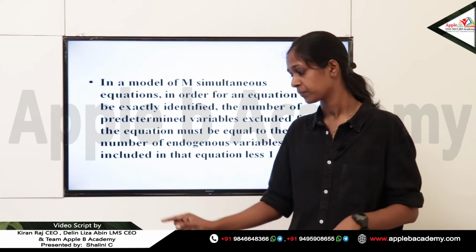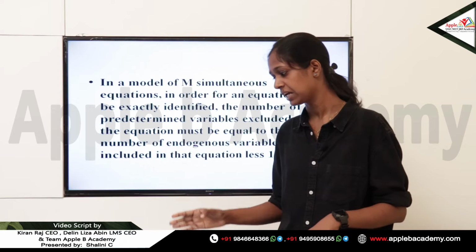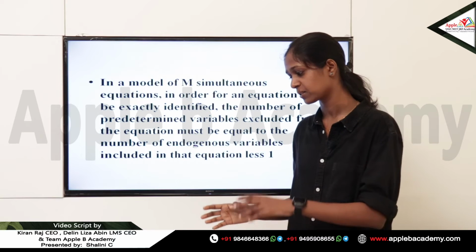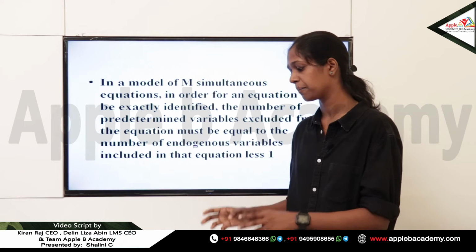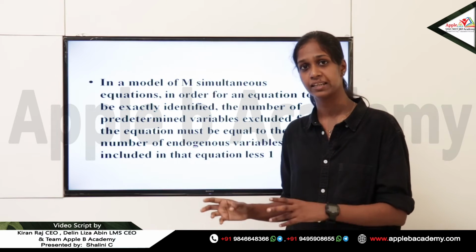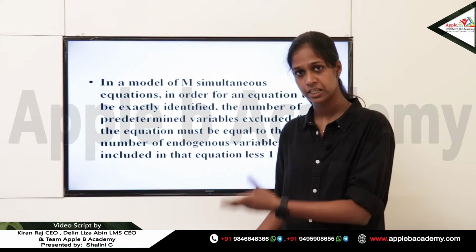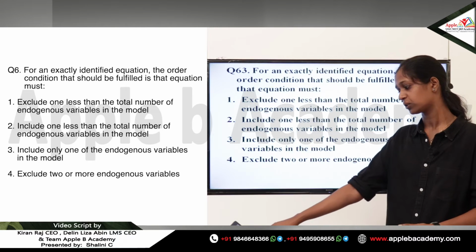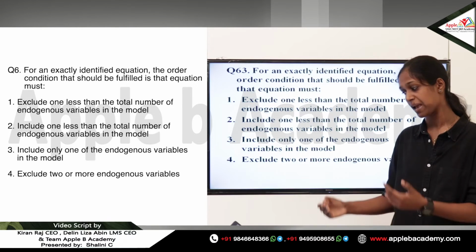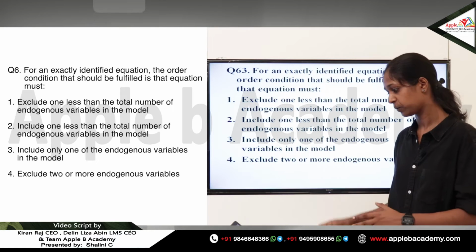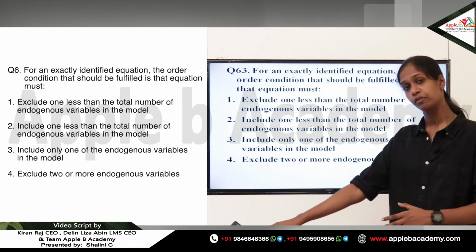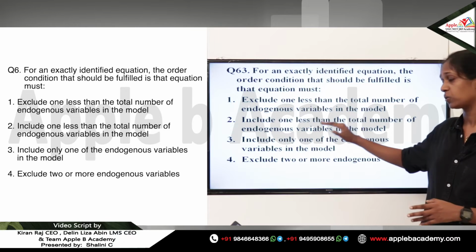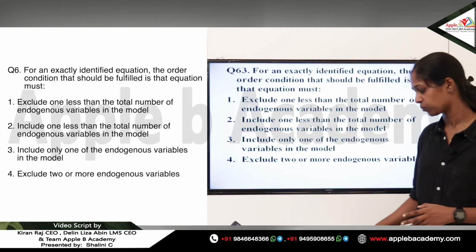And the second condition is, in a model of m simultaneous equations, in order for an equation to be exactly identified, the number of predetermined variables excluded from the equation must be equal to the number of endogenous variables included in that equation less 1. So from these properties directly we can say that we should exclude 1 less than the total number of endogenous variables in the model, that is m minus 1. For an exactly identified equation, the order condition should be fulfilled such that the equation must exclude 1 less than the total number of endogenous variables in the model. So option 1 is the answer.